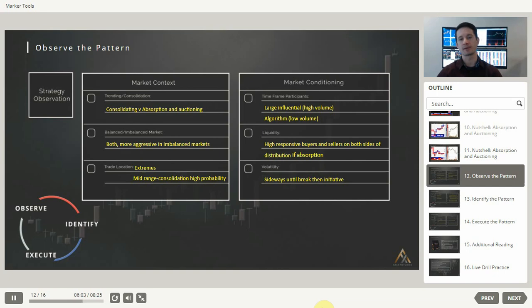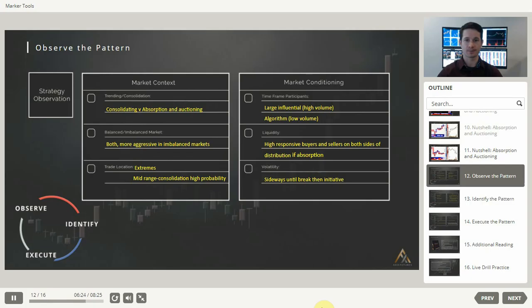Now, all right, then in terms of market conditioning, obviously we've got our various time frame participants. This is where you'll refer to which time frame participants were in the market. Note we do have the three, obviously we've summarized it in three time frame participants: large influential time frame participants, as well as algorithmic and speculative in nature.